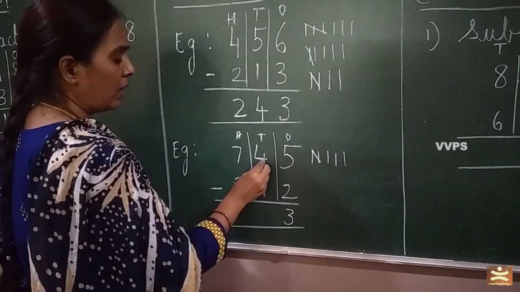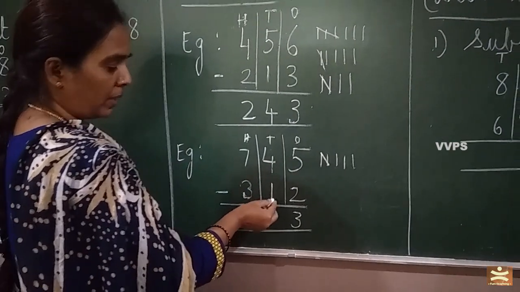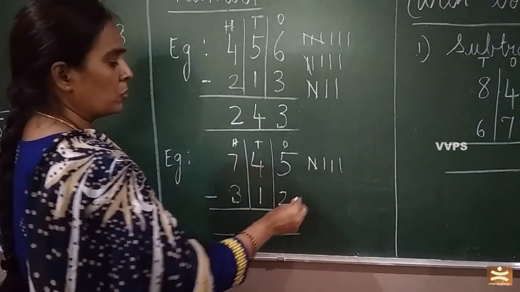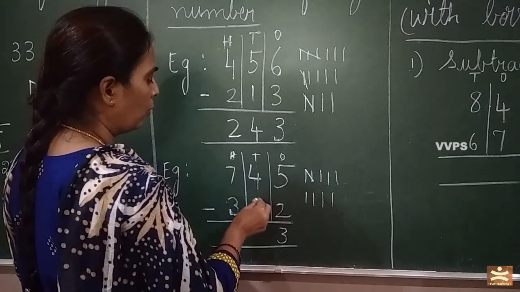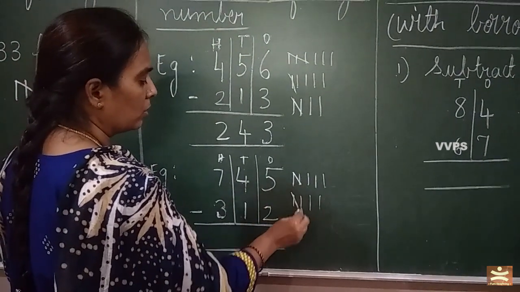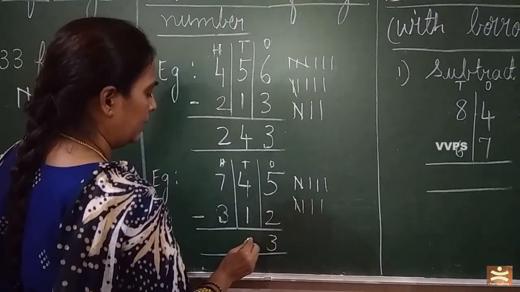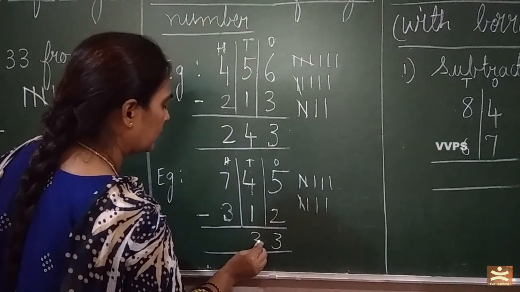In tens place you have 4 and 1. You have to subtract 1 from 4. So draw 4 lines, children. 1, 2, 3, 4. So from 4 you have to subtract 1. If 1 goes, 1, 2, 3. So write the answer here, 3.